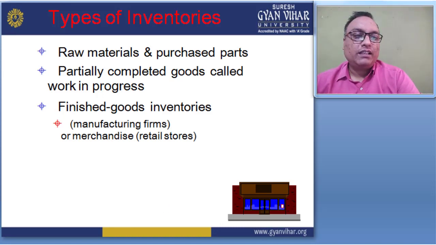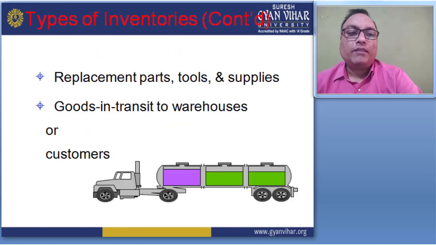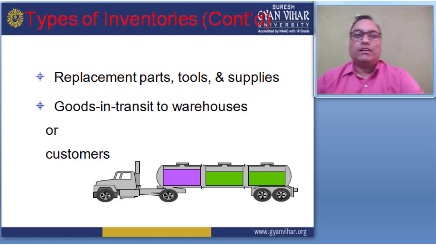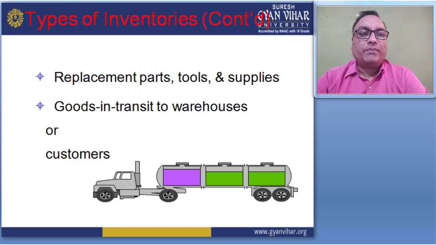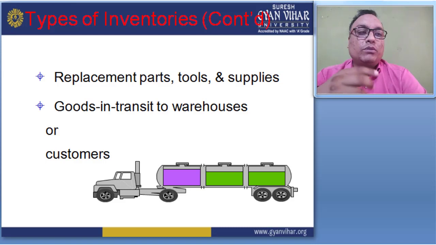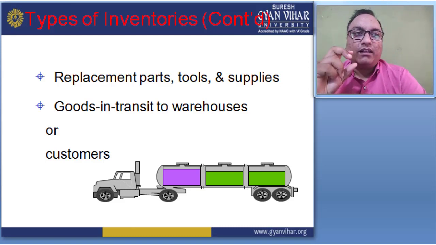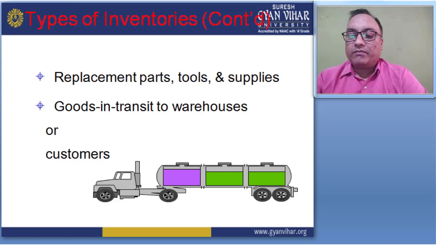And the next kind of inventory is replacement parts, tools and supplies. Supplies means you want to supply different kinds of items from one city to another city, and supplies depend on the different goods or raw material supplies. And tools, like if you want any fabrication in mechanical industries, different types of tools are required. So these types of tools are used in this category.